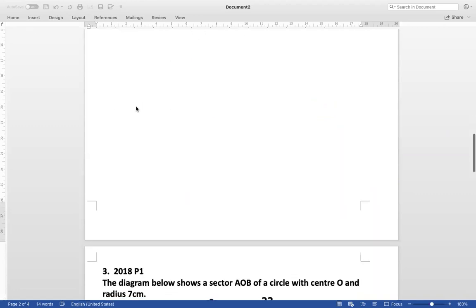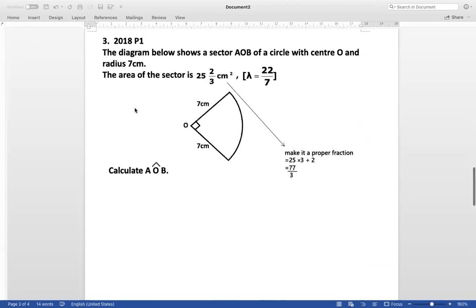The next one is actually here. So the other one, they told us to find the area. This one, the area is already there. We are actually just told to find the theta. So the concept still remains the same. Start with the formula. Area is equal to theta over 360 times pi r squared.